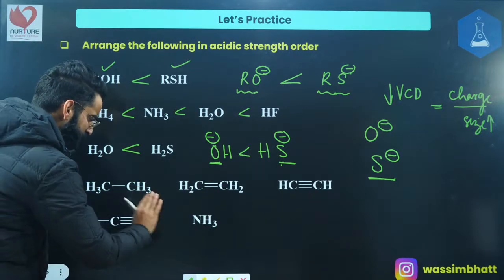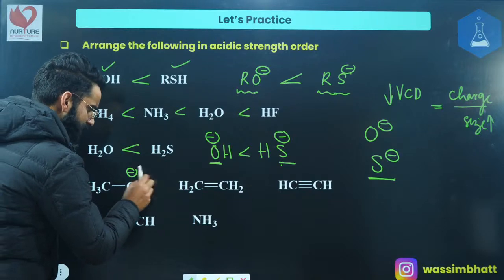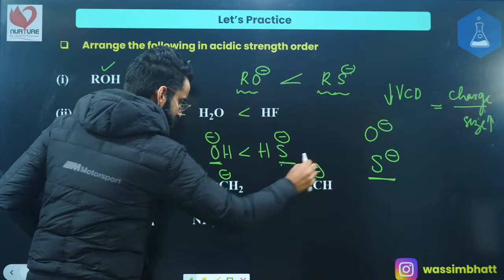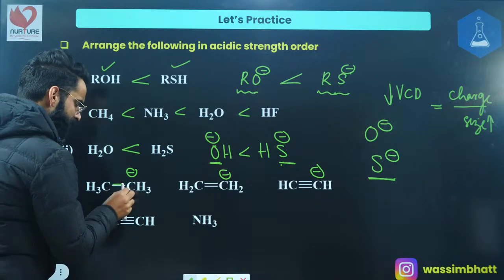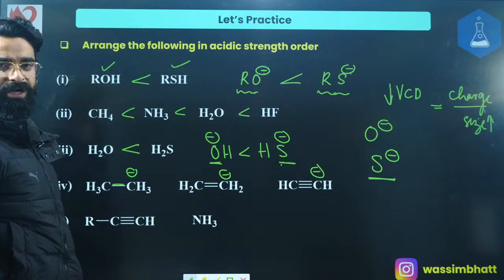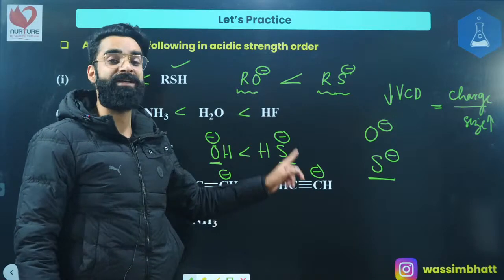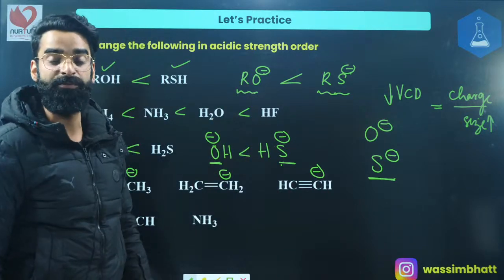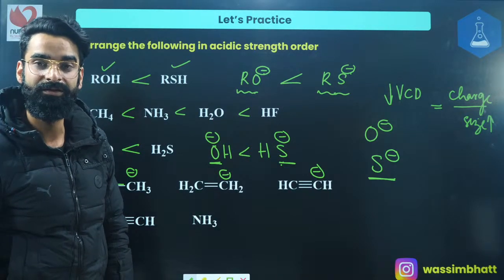First of all, take H positive out from here. There'll be negative charge on carbon. Take H positive out from here, negative charge on this carbon. Take H positive out from here, negative charge on this carbon. This is single bonded carbon carrying negative charge, double bonded carbon carrying negative charge, triple bonded carbon carrying negative charge. If you remember, triple bonded carbon has more s character, more electronegativity. Negative charge is more stable on a more electronegative element.